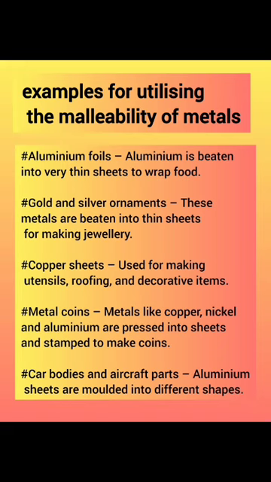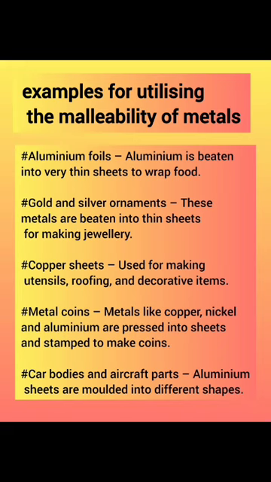First one is aluminium foils. Aluminium is beaten into very thin sheets to wrap food. We all are aware of the aluminium foil, right? We all use it in our households to wrap food so that it is kept tidy and clean. Next is gold and silver ornaments. These metals are beaten into thin sheets for making jewelry. Silver and gold jewelries are mostly used by us. You all are familiar with those ornaments.